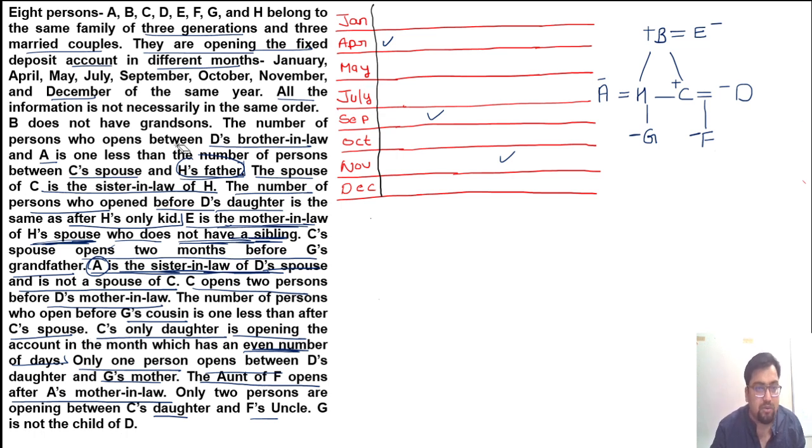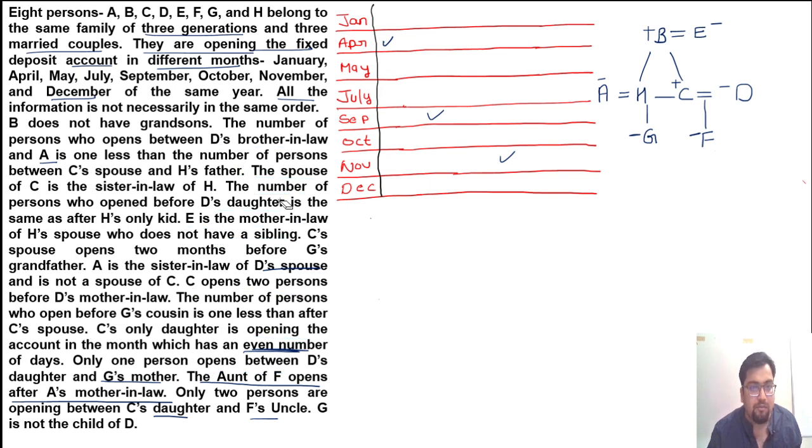Now what you need to think about is just the arrangement. And as I told you, after drawing the family tree, your question takes not more than 2 to 5 minutes. Okay, let me come again. I will take the red color. Now, only one person opens between D's daughter and G's mother. The aunt of F opens after A's mother-in-law.